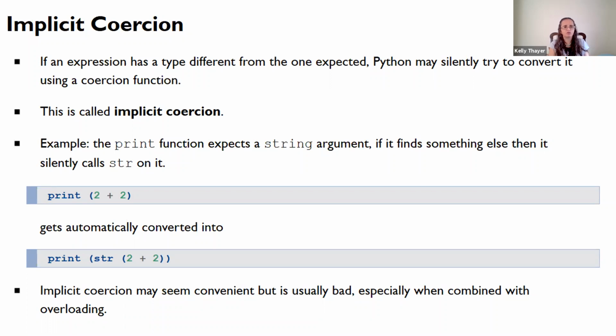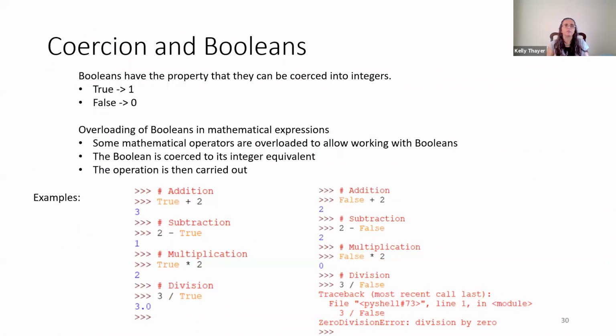So for example, let's consider doing print of 2 plus 2. Print, in fact, can only print text, that is, strings. And 2 plus 2 is not going to give a string, it's going to give an int. So what will happen is Python will implicitly call str on the answer 2 plus 2, and then it will print it. So these are, in fact, both equal in terms of what Python will actually do. Implicit coercion may seem convenient so that you don't actually have to write this out, but oftentimes it can cause some problems, and that comes in when we think about overloading.